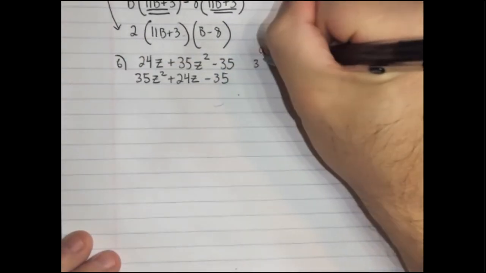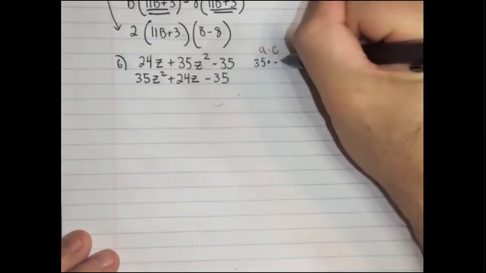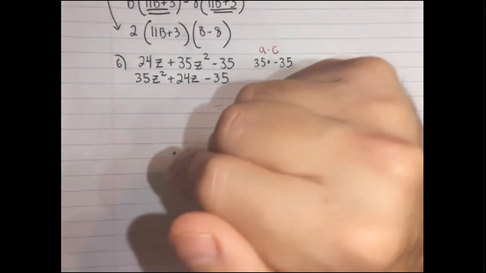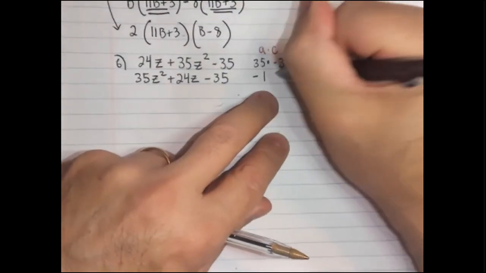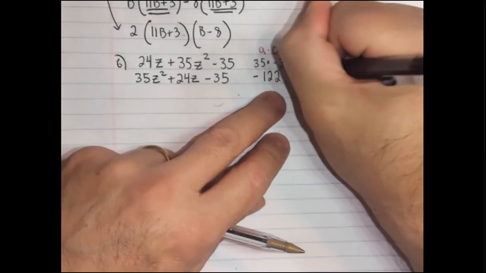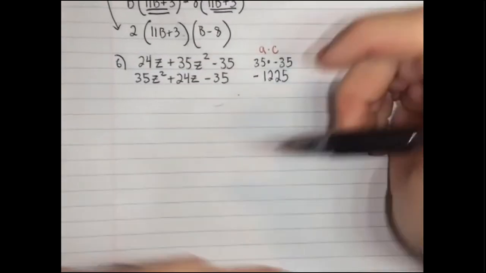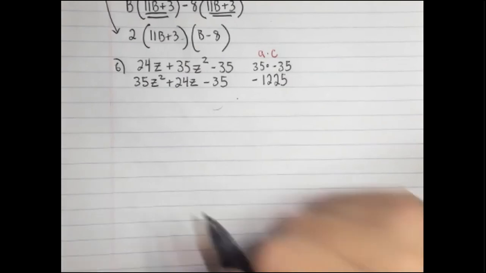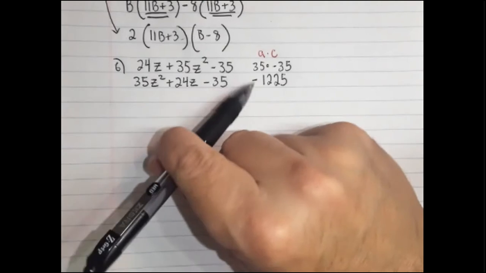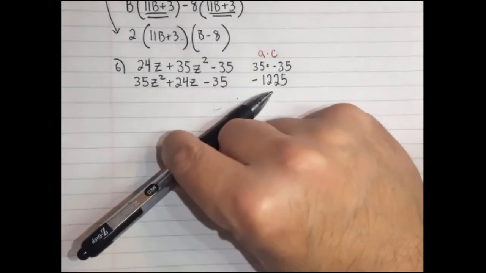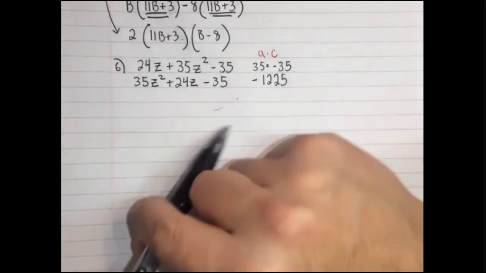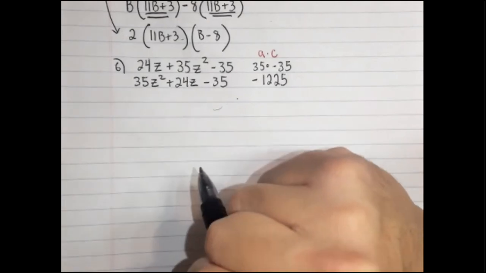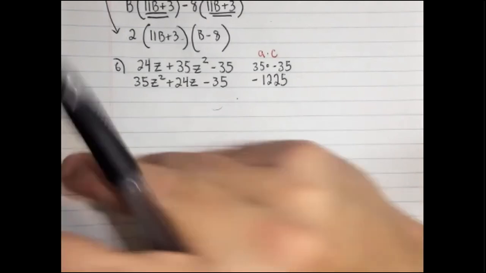You're actually doing 35 times negative 35. Now, we do get a nice big negative 1,225. Again, if you were going to sit there and try to find all those factors of that value, it's going to take you a little while. But we're looking for the two numbers that multiply to give me negative 1,225, but add together to give me 24. Because that's how I want to rewrite that 24.